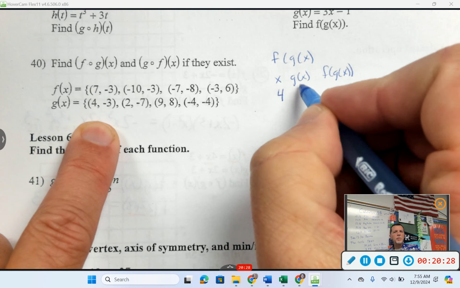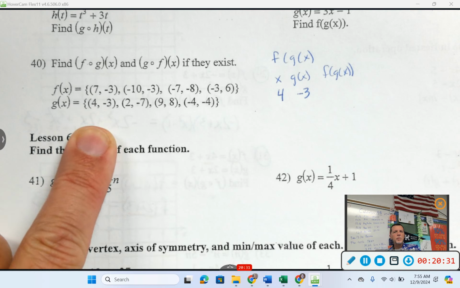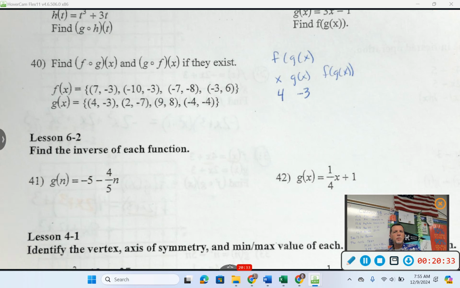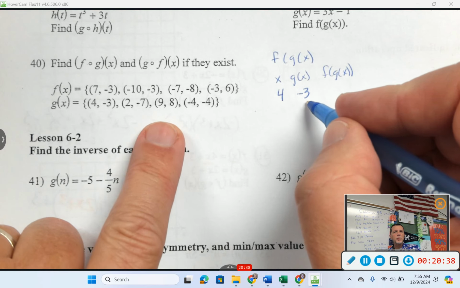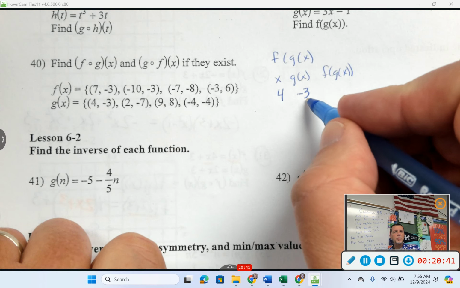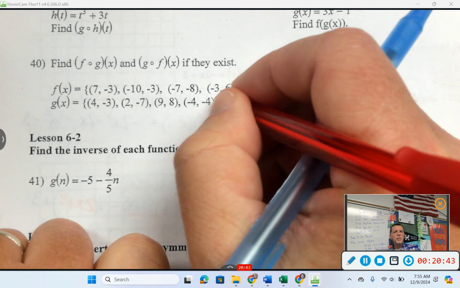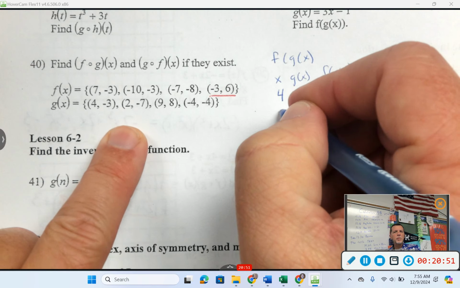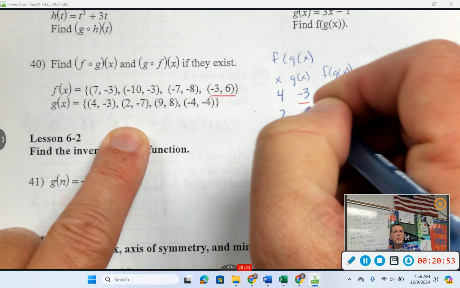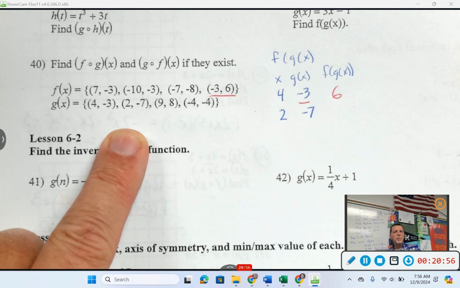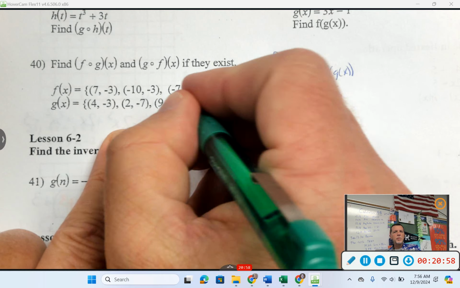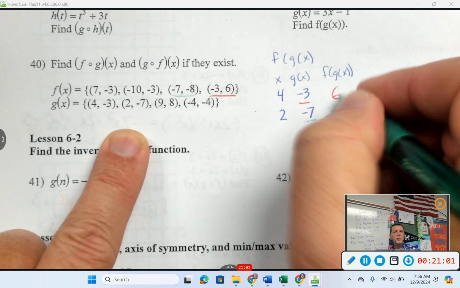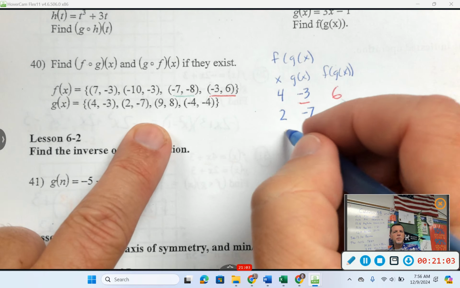So if X is 4, G of X is negative 3. Is there an F at negative 3, with an input of negative 3? Yeah, there's 6. Yeah. It doesn't always work, so you have to just try and see. When X is 2, G is negative 7. Yes. Negative 8. Hope they didn't make all of these work. They don't all work.